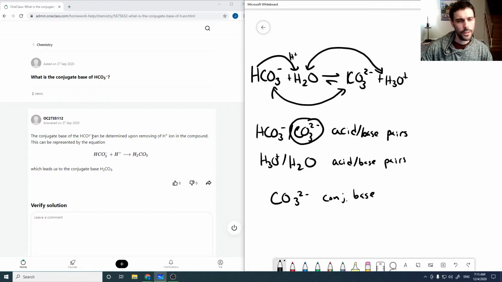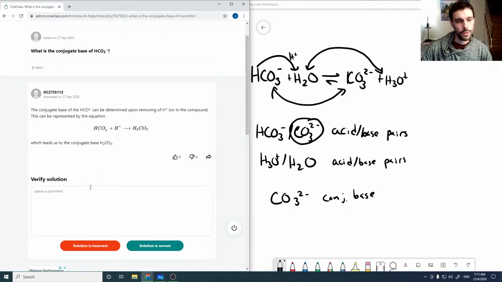So the conjugate base of HCO3 minus can be determined upon removing an H plus, so that's true. But then they add one to give H2CO3, which is not true. So the conjugate base is CO3 2 minus, and so I'm just going to say this one's not correct.